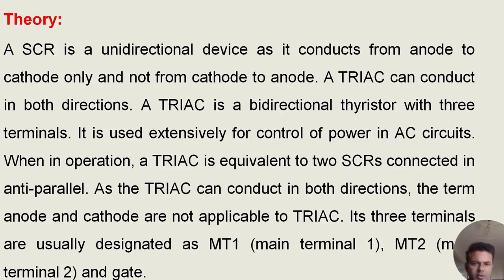Theory: the SCR is a unidirectional device as it conducts from the anode to cathode only and not from the cathode to anode. A TRIAC can conduct in both directions. A TRIAC is a bidirectional thyristor with 3 terminals. It is used extensively for control of power in AC circuits. A TRIAC is equivalent to 2 SCRs connected in anti-parallel, as it can conduct in both directions. The terms anode and cathode are not applicable to TRIAC. Its 3 terminals are usually designated as MT1, main terminal 1, MT2, main terminal 2, and gate.